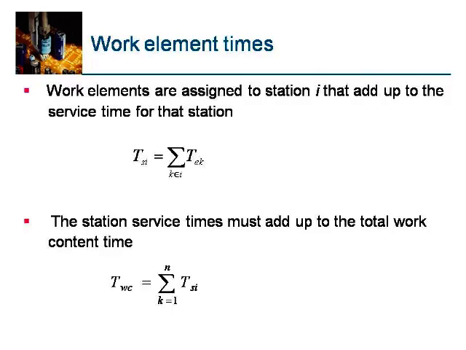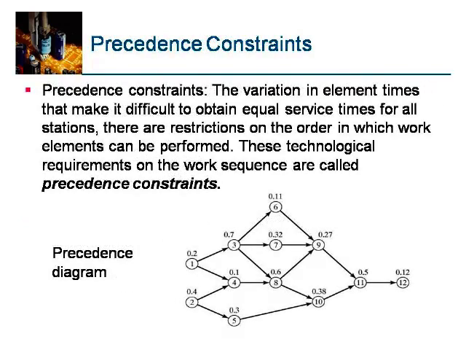The station service times must add up to the total work content time. TWC is equal to the sum from k equals 1 to n of TSI. Now, precedence constraints must be followed, otherwise it won't lead to a complete assembly. The variations in assembly times make it difficult to obtain equal service times for all stations. There are restrictions on the order in which work elements can be performed. These technological requirements on work sequence are called precedence constraints.